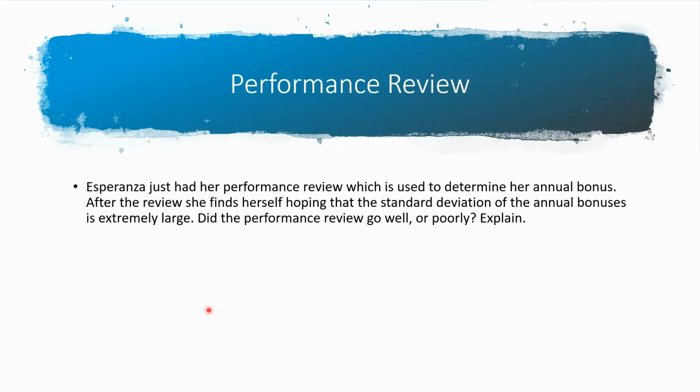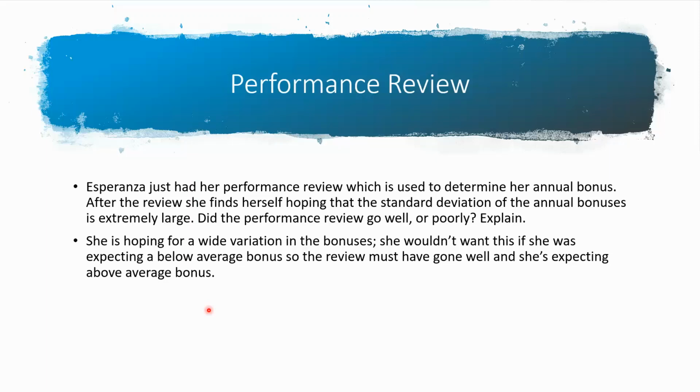Esperanza just had her performance review, which is used to determine her annual bonus. After the review, she finds herself hoping that the standard deviation of the annual bonuses is extremely large. Did the performance review go well or poorly? So she's hoping that when those annual bonuses come out, the standard deviation is really large. So what does that mean? It means she's expecting to be at the high end, and so she must have had a very good performance review. So there it is. You can turn those questions around.